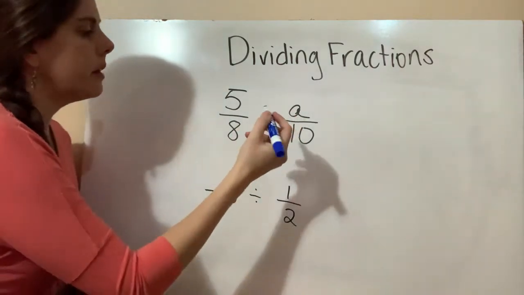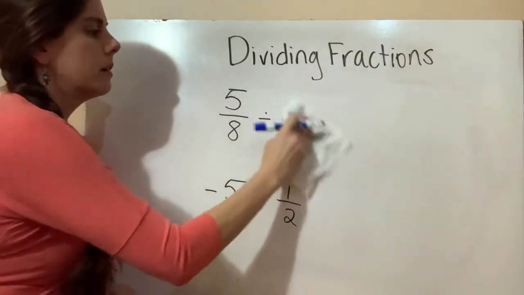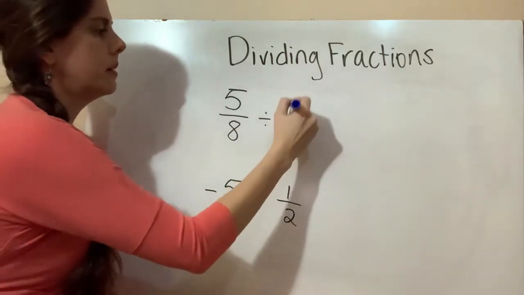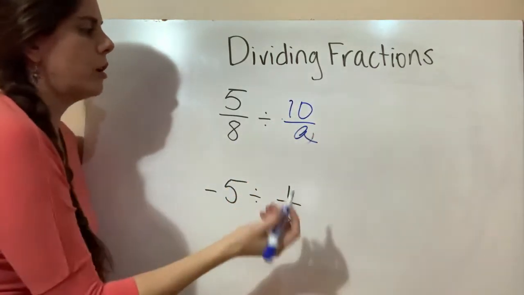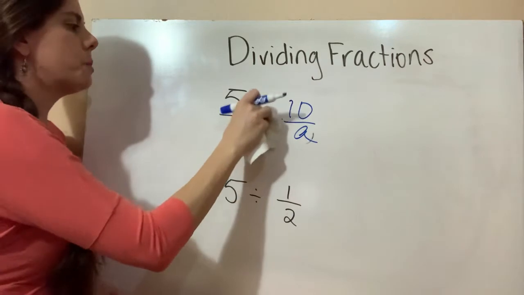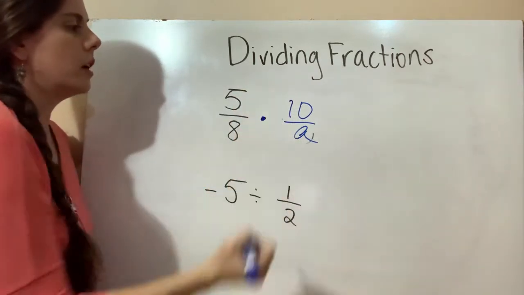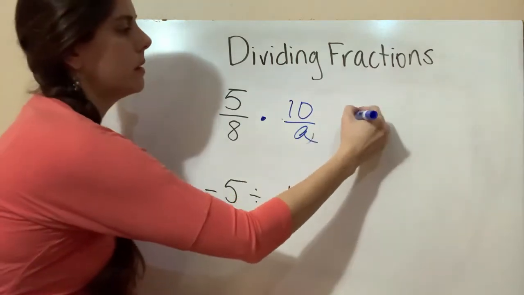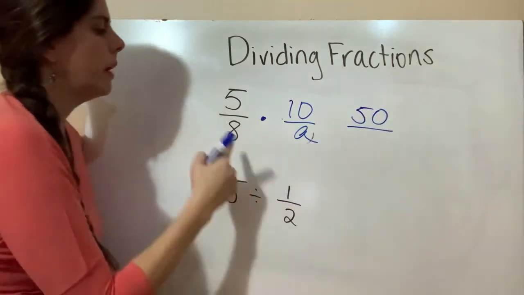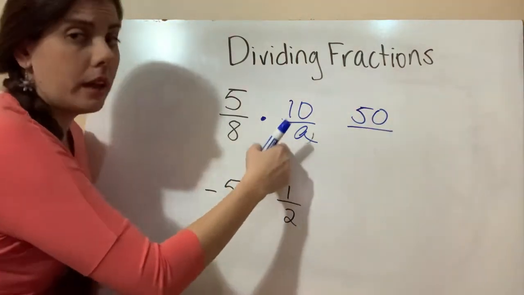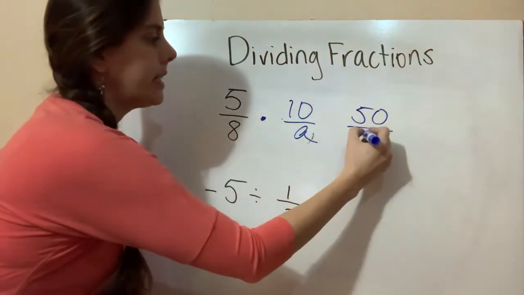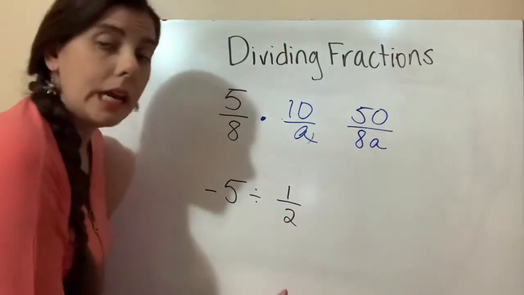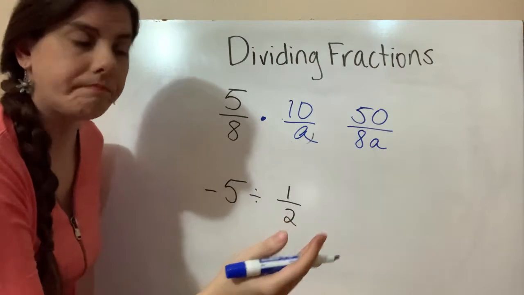We can rewrite this, if you want to, as 10 over a, and then this would just become, instead of a division sign, a multiplication sign. So 5 times 10 equals 50, and 8 times a, well, we don't know what a is, so 8 times a is just 8 times a, just 8a.